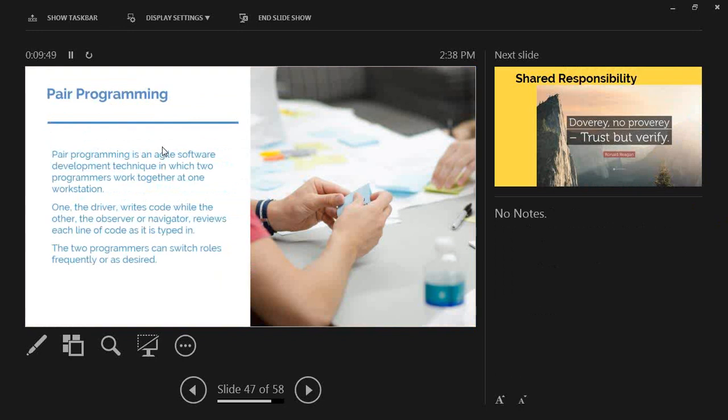So more in terms of positives, pair programming. Now, how we do this really depends on the organization itself. We can have people actually working on something and switching back and forth.